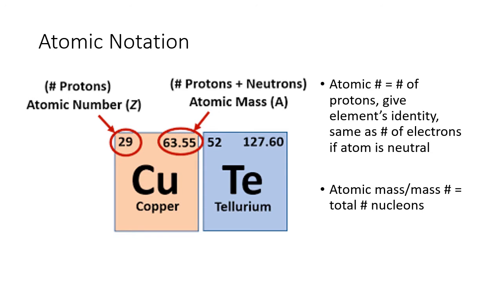In the upper right, or often at the top of the box, you see the atomic mass. That is the number of protons plus the number of neutrons. And again, that makes up almost the entire mass of the atom. Now notice that it's not a round number, 63.55 or 127.60. That's because these masses are averages.